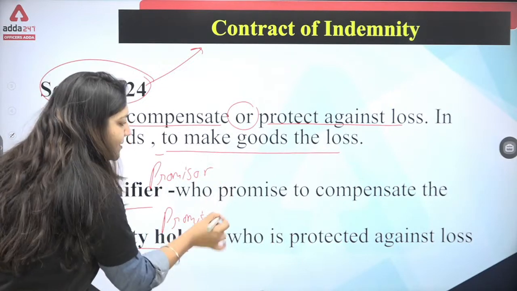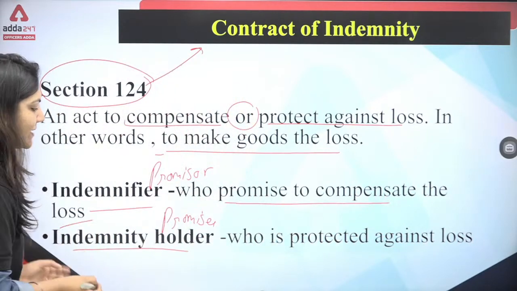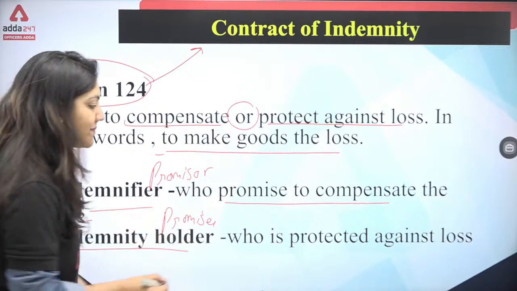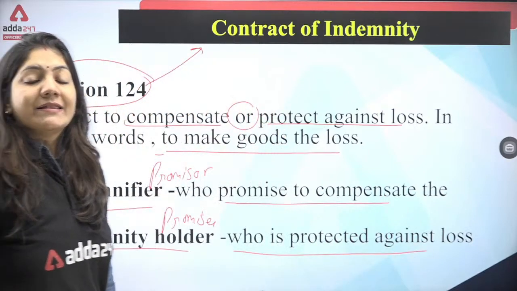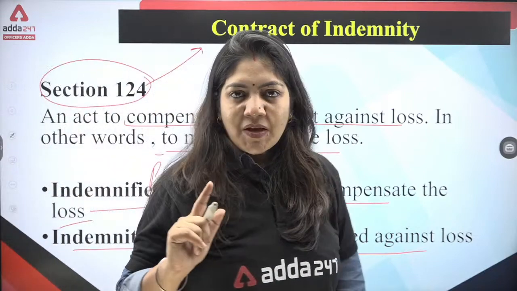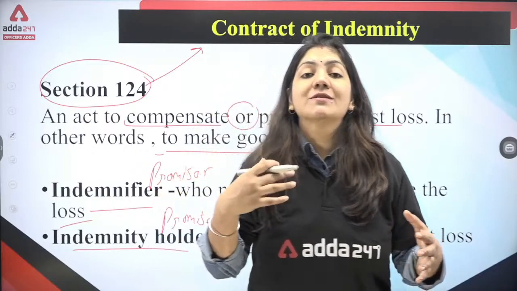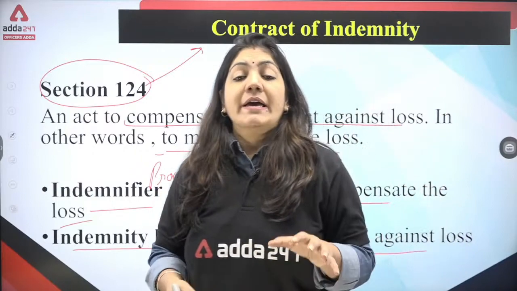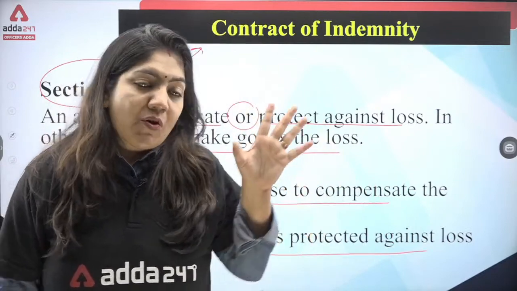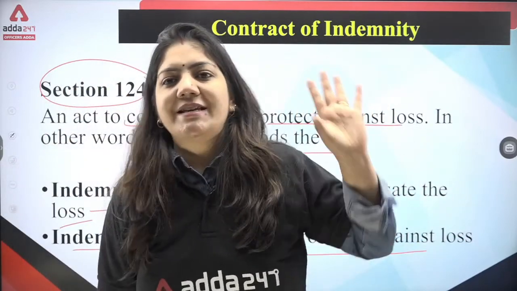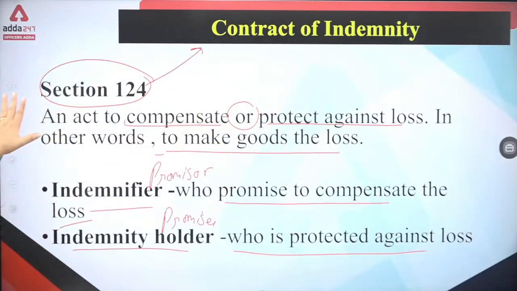So the promisee means who promises to compensate the loss, and indemnity holder or promisee means simply who is protected against the loss. Now I think this definition is clear to all of you. So in your LRAB subject, when we study in the paid classes, for each term I will give you an example. Then if you understand the example, you can easily understand the terms of the contract. Okay, now this is clear to all of you.